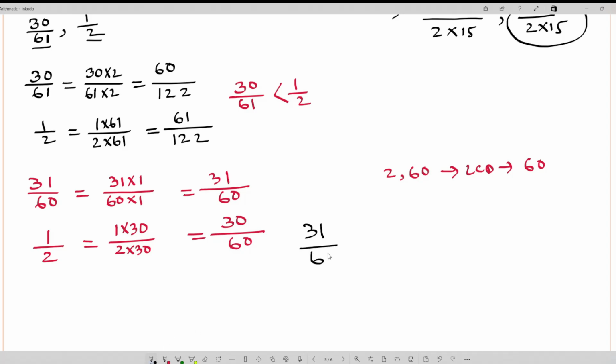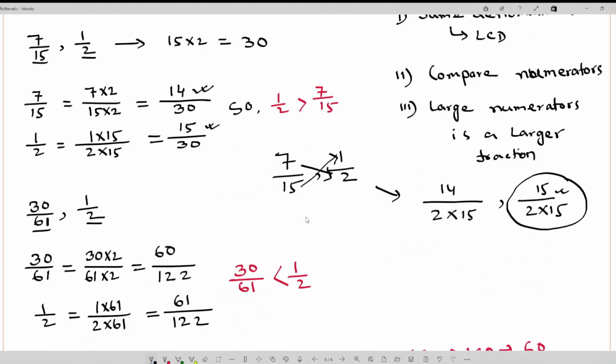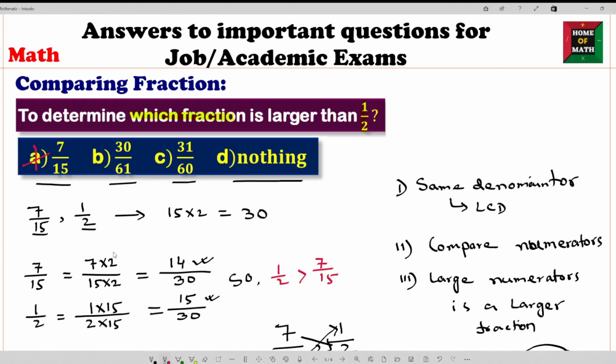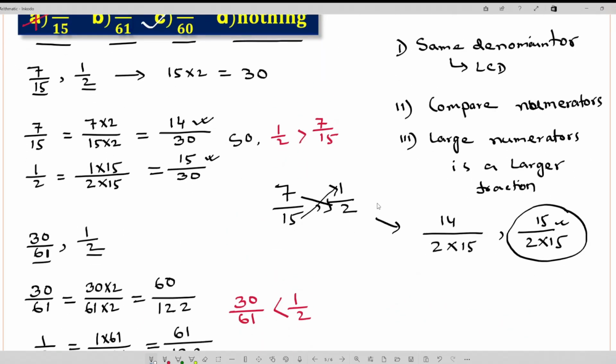Now look, 31 divided by 60 and here 1 by 2. Here 31 is larger than 30. So 31 divided by 60 is our larger fraction. Our question was which fraction is larger than 1 by 2, and the answer is 31 by 60. 31 by 60 is larger than 1 by 2, and this is our answer.